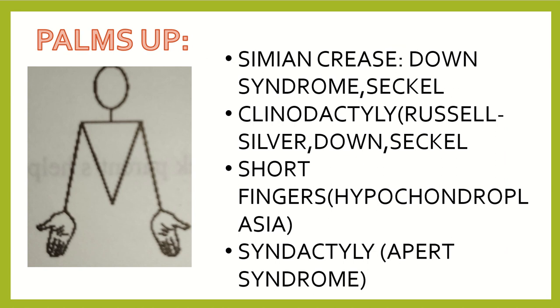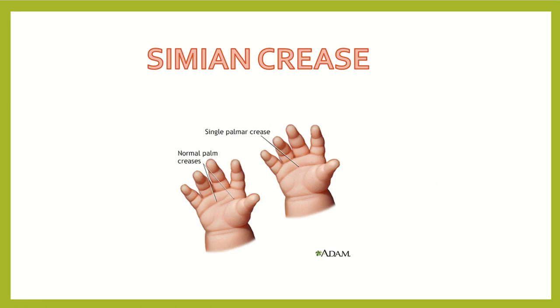The second maneuver is palms up. While palms up, you can see a simian crease that is present in Down syndrome and Seckel syndrome. Then the second thing, clinodactyly, in Russell Silver, Down syndrome and Seckel syndrome. Short fingers are present in hypochondroplasia, and syndactyly is present in Alport syndrome.